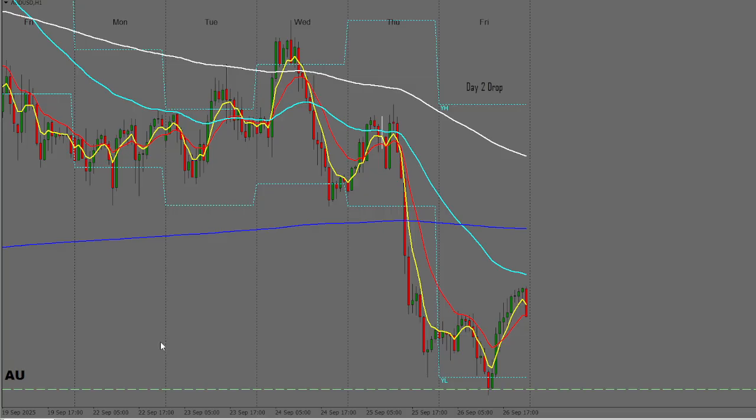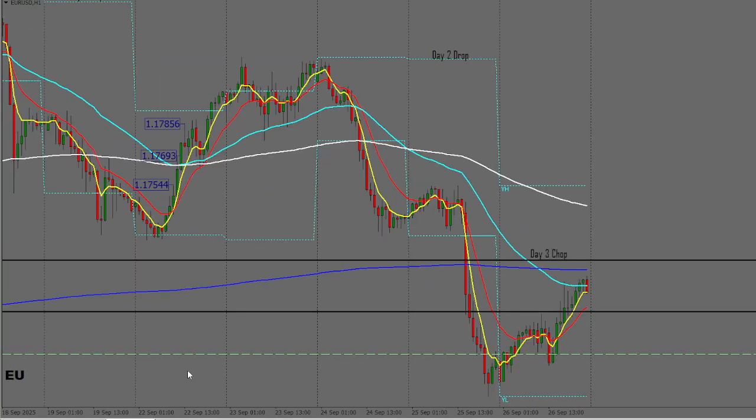So for this week, starting from the 29th of September to the 3rd of October, on AUD USD, we are expecting that pair to buy. So we're only gonna take buy trades on this one, nothing else. Only buy trades on this pair, AUD USD, for the coming week. All right. Let's move on to the next pair, which is EUR USD.